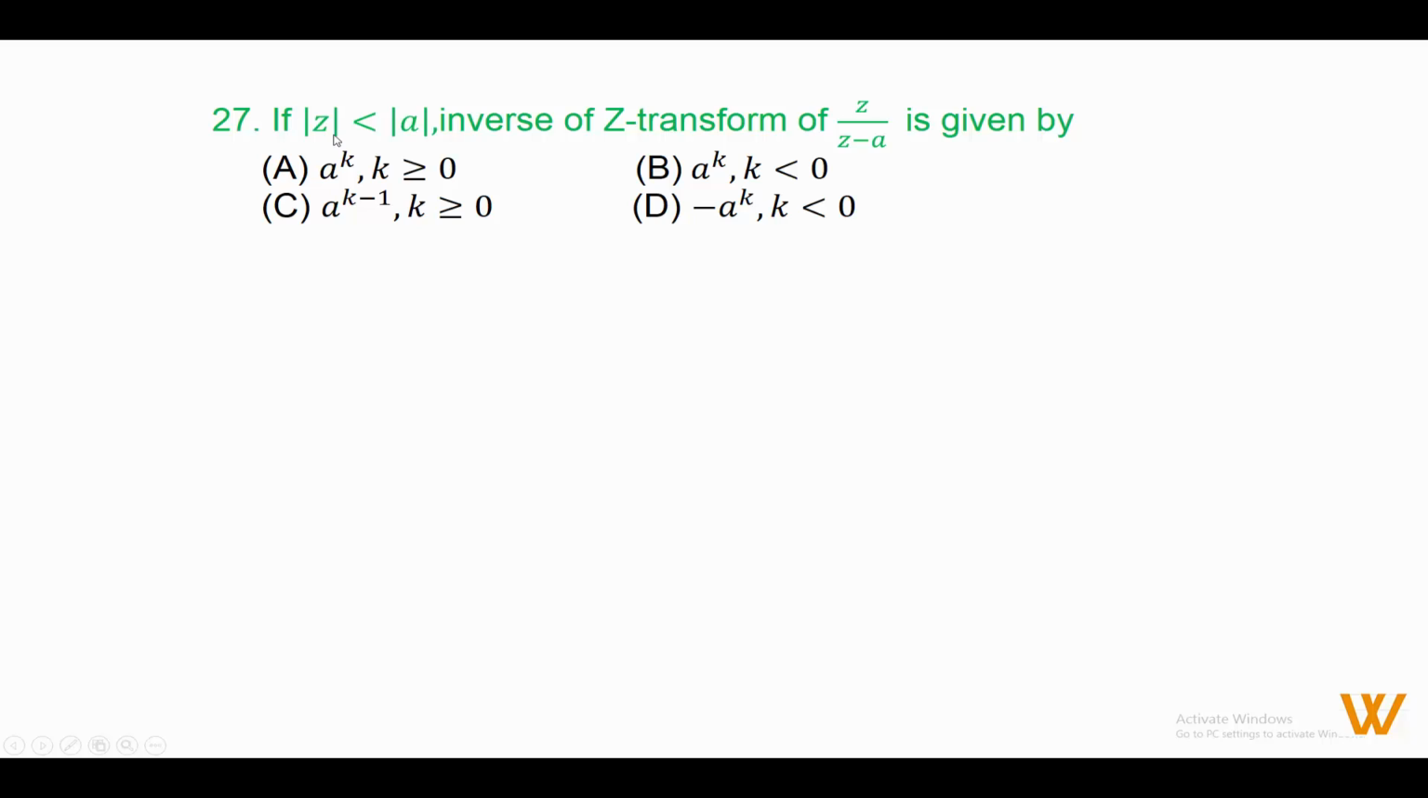27. If mod Z less than mod A, then inverse of Z transform of Z upon Z minus A is given by, means Z inverse of Z upon Z minus A is minus A raised to k for k less than 0. Answer is D option, minus A raised to k, k less than 0.